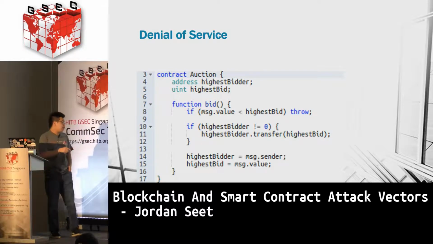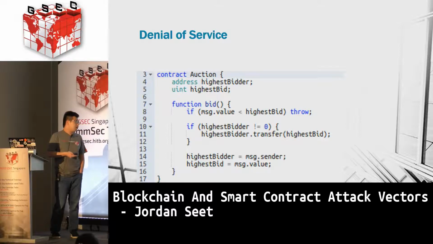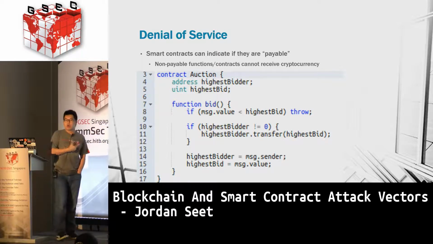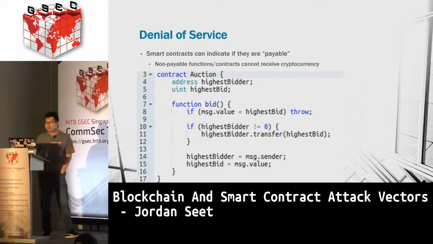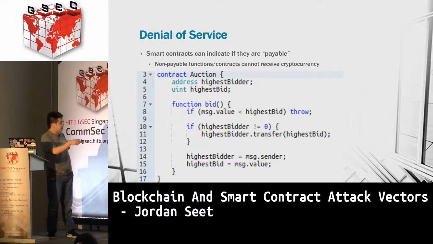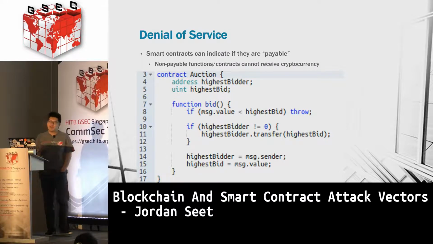So in this case, when this contract conducts a transfer to another address, smart contracts have to indicate if they are payable by nature. If a contract is payable, it means it can receive money. However, if I write a contract that can send money but not receive money, I can become the highest bidder, but because my contract cannot receive money, no one will ever be able to displace me as the king because this function will fail.